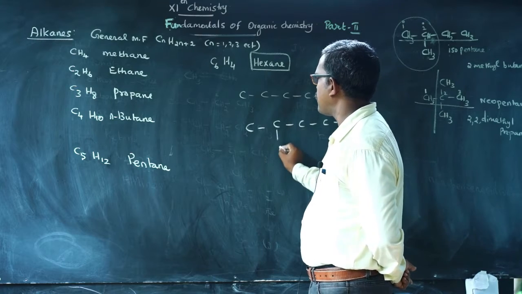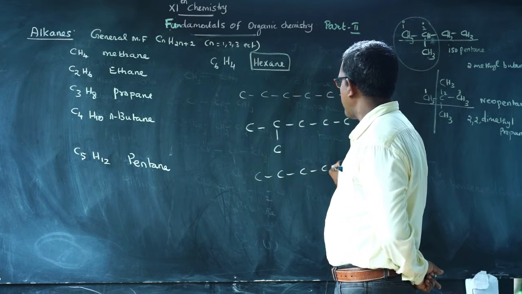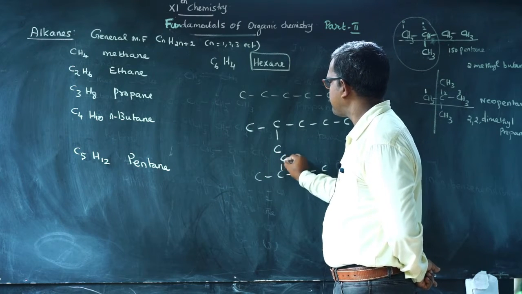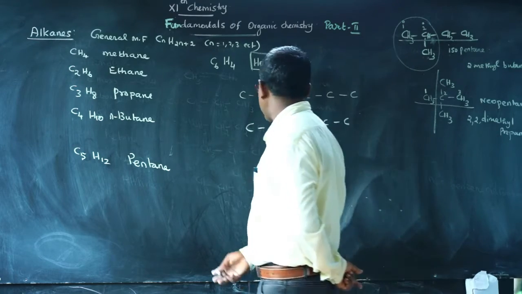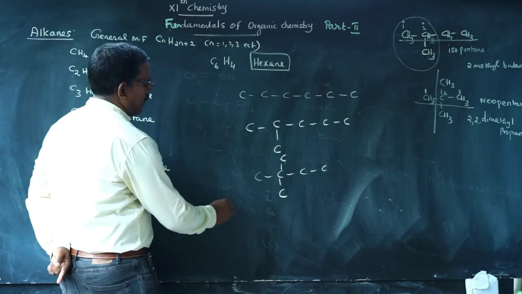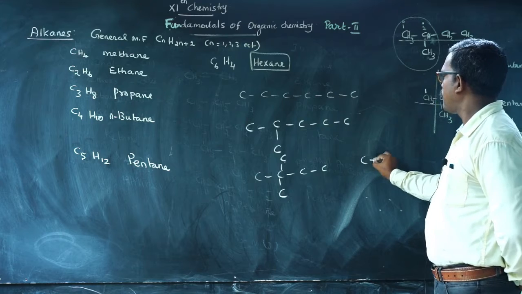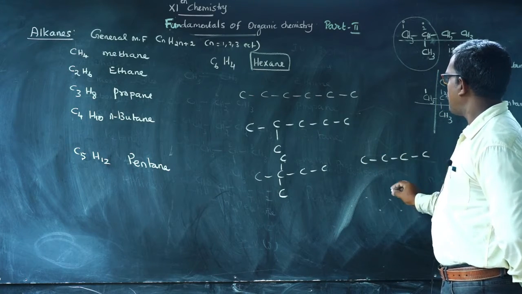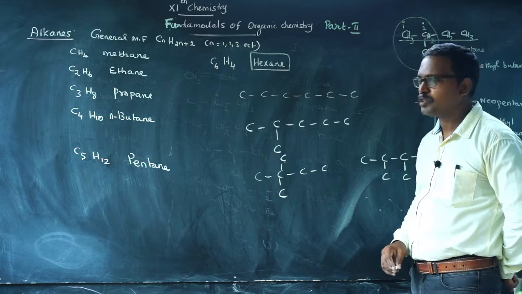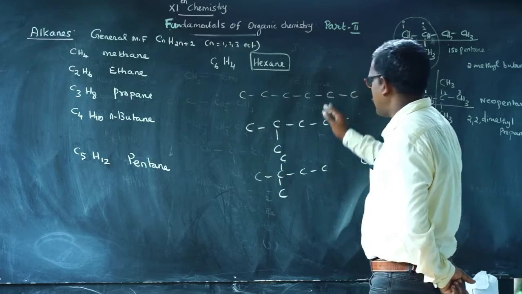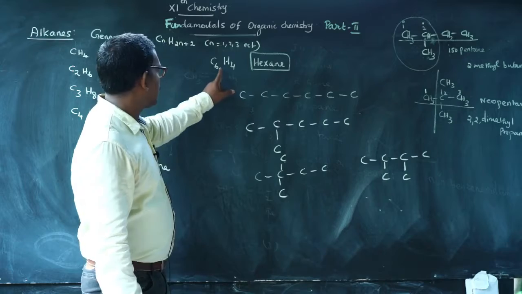So, 5 carbon atoms with 1 substituent, and 4 carbon atoms with 2 substituents. This is another compound, and here again four carbon atoms with 2 substituents. So, these are some of the possible isomeric compounds of hexane.